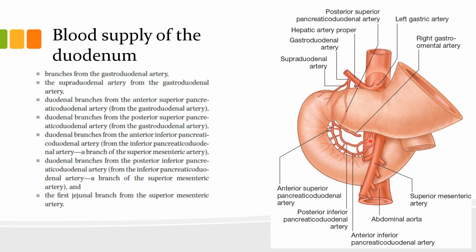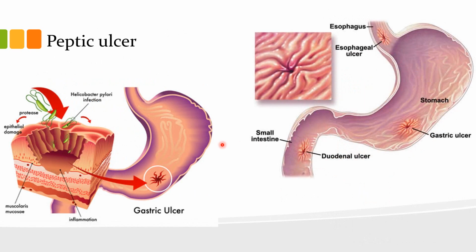You can see that they are all running on the concavity of the duodenum because they supply both the duodenum and the pancreas. One of the common diseases that affect the stomach, the esophagus and the duodenum is peptic ulcer. The meaning of the word ulcer is loss of epithelium, damage to the epithelium and erosion into the subepithelial tissue. Of course, this causes pain, bleeding, infection, and inflammation.